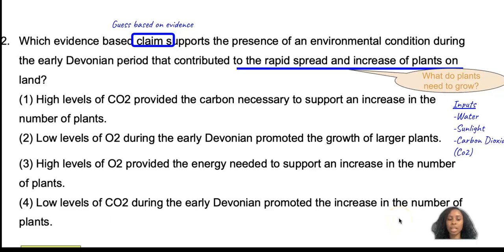Let's start eliminating answer choices that don't make as much sense. I'm going to begin by eliminating answer choice number 4, because it says low levels of CO2 during the early Devonian period promoted increase. I know that this is definitely false because we just said, based on the image, carbon dioxide during this time was really, really high. So now based on these answers, I want you to choose what you think the best answer is.